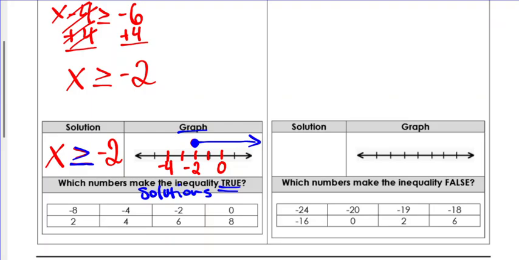And that's what I'm going to shade here. I'm talking about all the numbers that make this true. So anything that's negative 2 or bigger than negative 2. So 0, 2, 4, 6, and 8. All of those numbers are negative 2 and bigger.